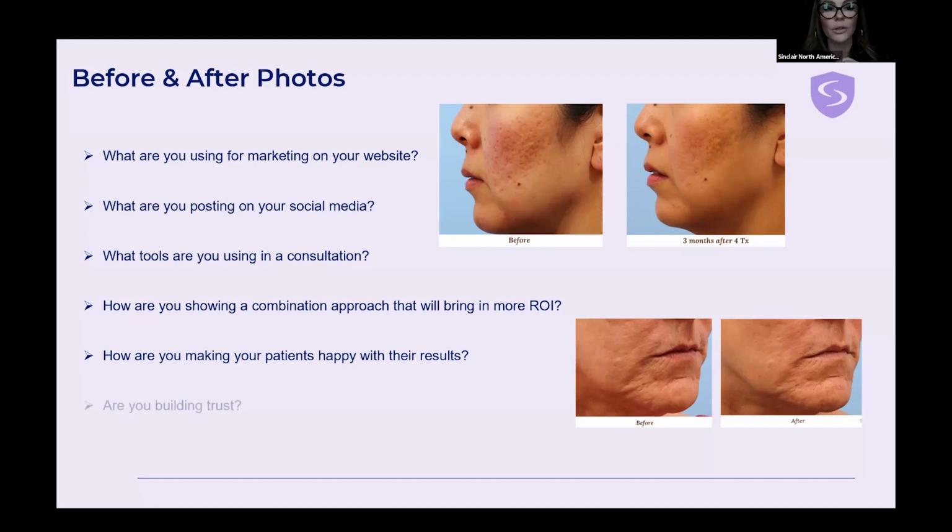So we want to make sure that they're staying happy with their results, that they trust you, that they want to keep coming to you, and that they're going to refer their friends, family, and the people that they know to you. So you have new patients. So are you building trust with them, right? Okay, so those are the things to think about within your practice, within your business.